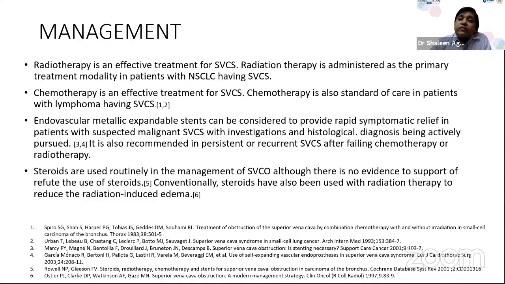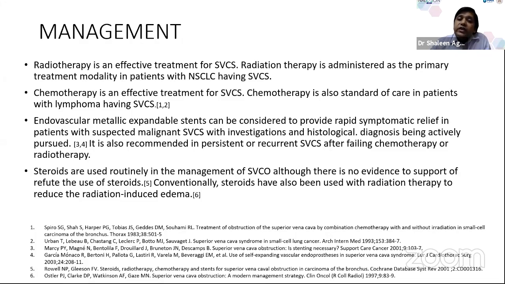Now, radiotherapy is an effective treatment for SVCS. However, radiotherapy is the treatment of choice in patients with non-small cell lung cancer having SVCS. Chemotherapy is an effective treatment for SVCS. Chemotherapy is also the standard of care in patients having lymphoma with SVCS, and also in case of small cell lung cancers. Endovascular metallic expandable stents can be considered to provide rapid symptomatic relief in patients suspected of malignancies with investigation and histology pending. However, it should be recommended in persistent or recurrent SVCS after failing chemotherapy or radiotherapy.